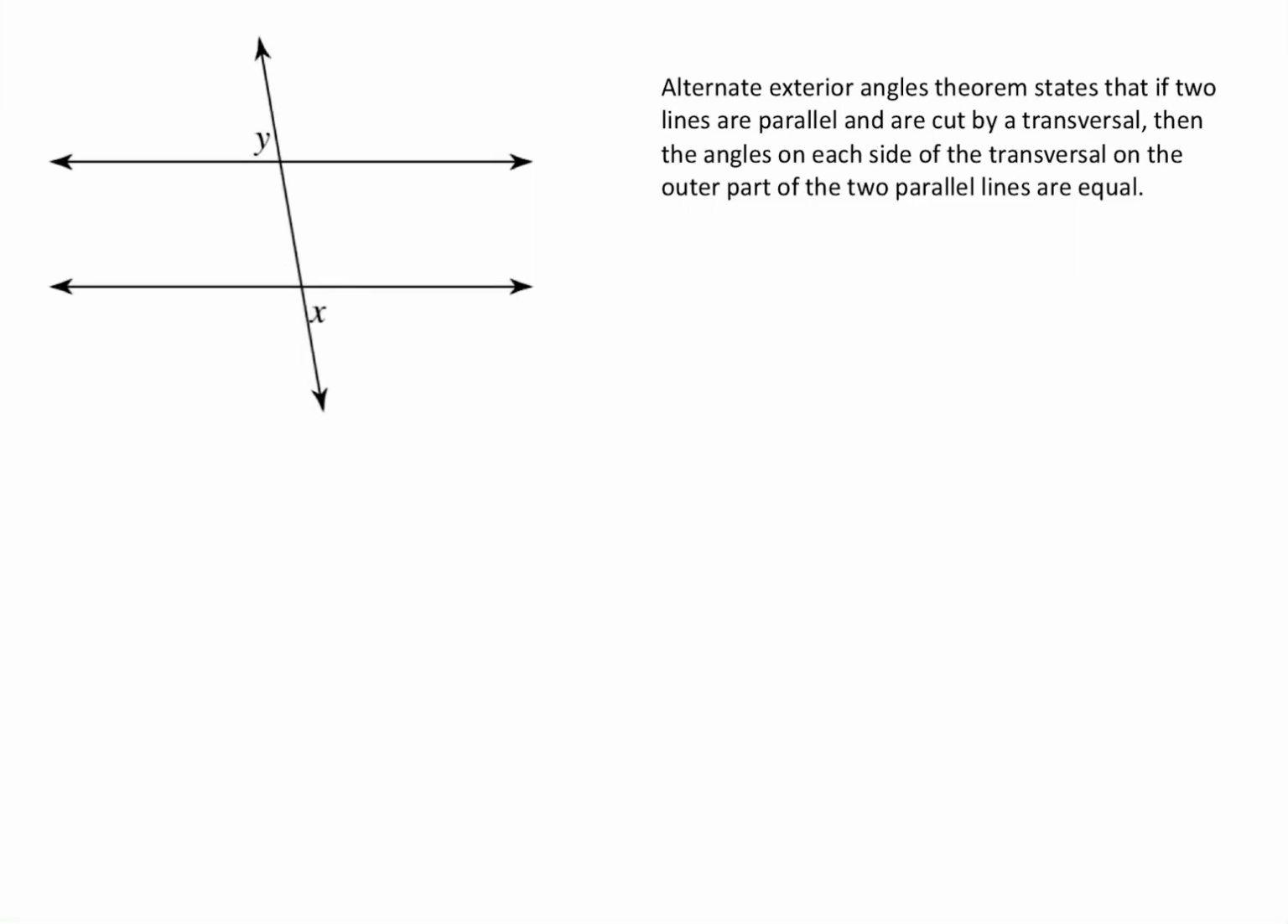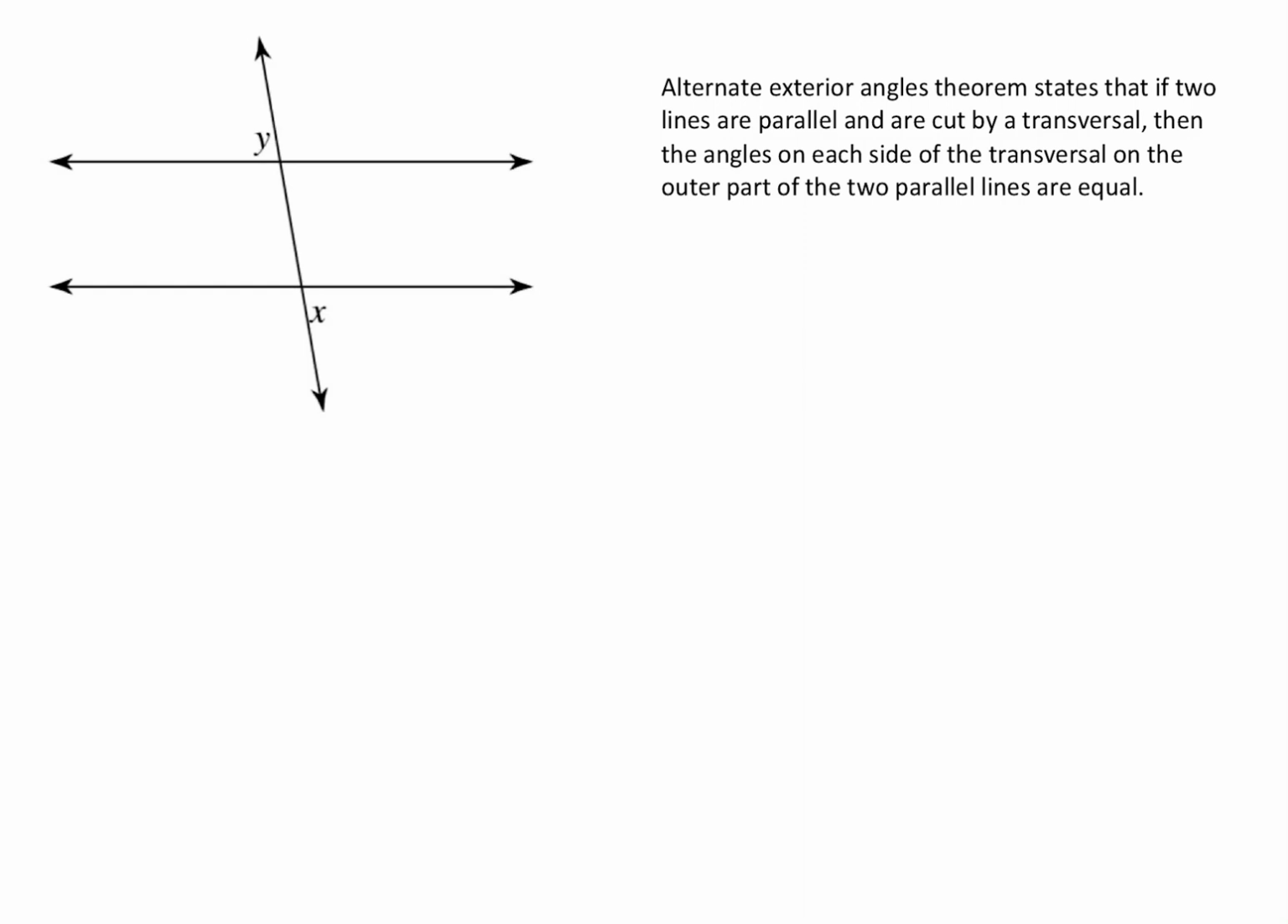What are alternate exterior angles? Well, the alternate exterior angles theorem states that if two lines are parallel and are cut by a transversal, then the angles on each side of the transversal on the outer part of the two parallel lines are equal.